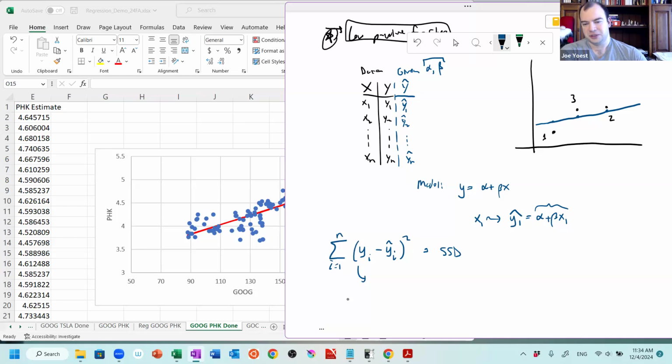I could write this more explicitly as sum i equals 1 to n. yi is just what it is. That's the data from the real world, the y data. But what's yi hat? It's alpha plus beta xi. When I tend to have lots of big deviations, this number tends to be very large. When my line tends to be close to most of my data points, this number tends to be small.